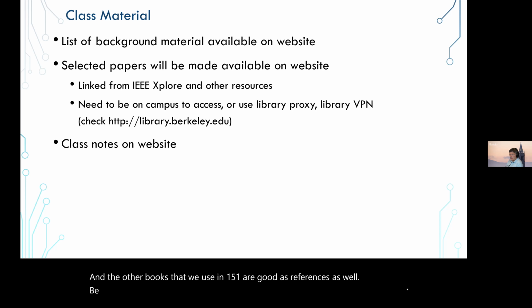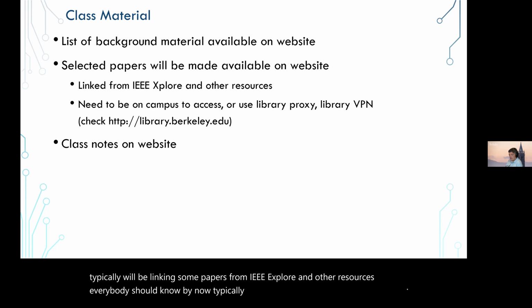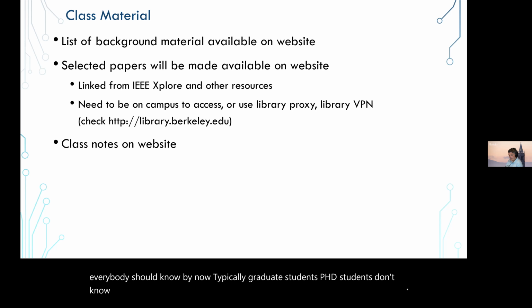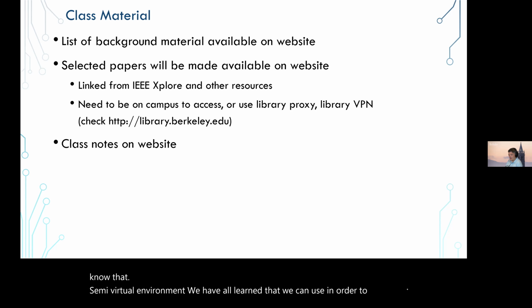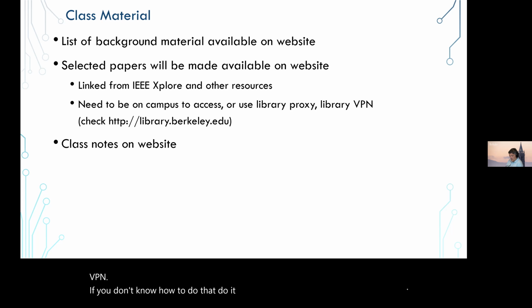The web page, as it gets populated, will get some of the background material. Typically, we'll be linking some papers from IEEE Xplore and other resources. Everybody should know by now, typically graduate students, PhD students do know that, and living in a semi-virtual environment, we have all learned that in order to use the library, we need to go through the VPN or set up a library proxy. So if you don't know how to do that, do it now. You need it anyway to run the labs. I'll be putting class notes and slides on the website, and they're already up on the website.